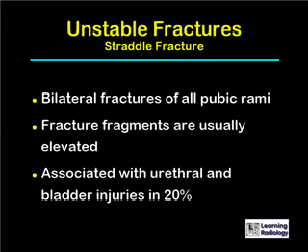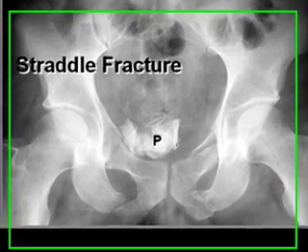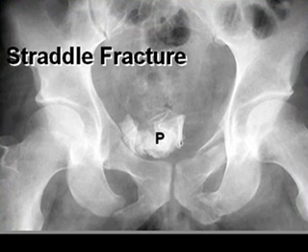Straddle fractures are bilateral fractures of all of the pubic rami. The fracture fragments are usually elevated relative to the remainder of the pelvis, and they are frequently associated with injuries to the urethra and to the bladder. This is an example of a straddle fracture.